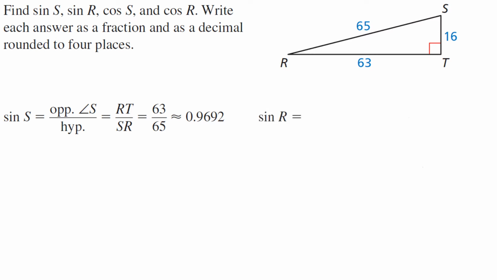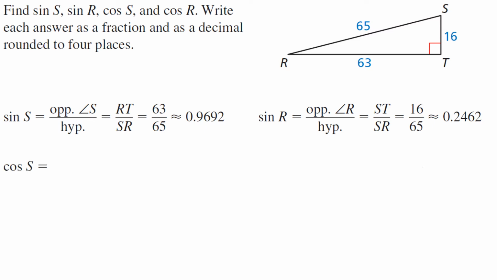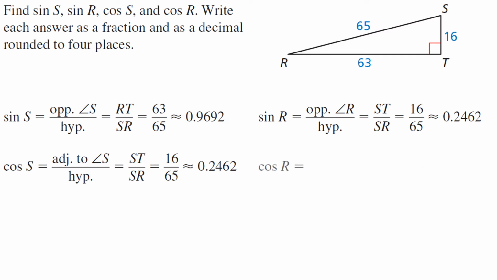Sine of angle R. Well, if I'm at angle R, opposite is now 16. Hypotenuse is still 65. And I can grab a calculator if I want the decimal. Cosine of angle S. Okay, now this time I need the adjacent. So adjacent to S is 16. The hypotenuse is still 65. And then finally, we need to find the cosine of angle R. And if I'm at R, the adjacent side is now 63. Hypotenuse is still 65. And there we go.